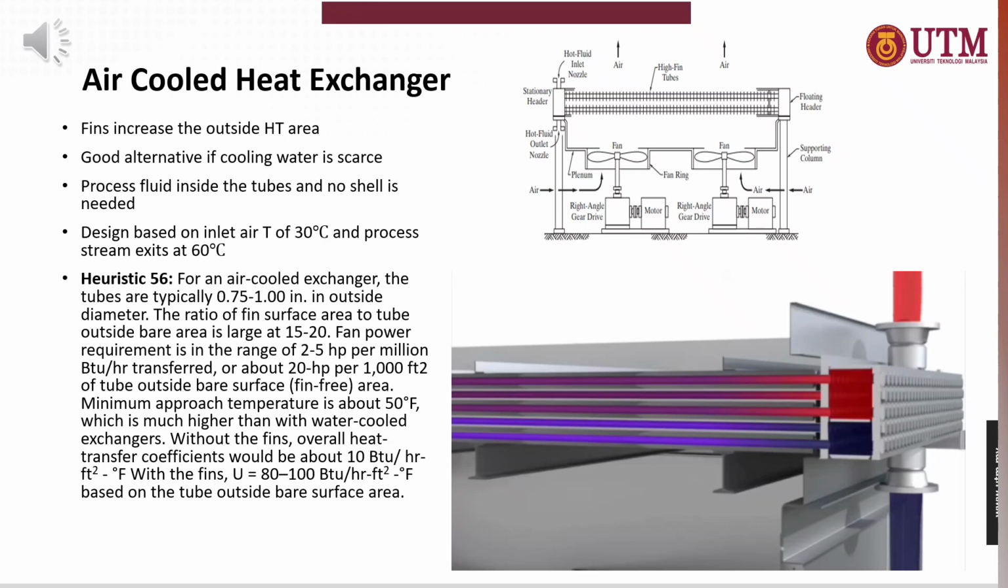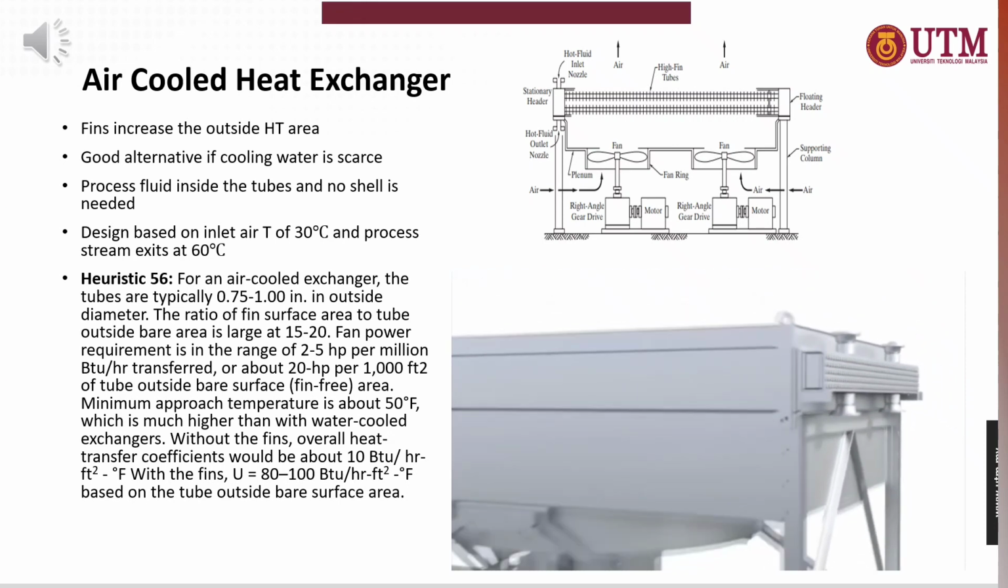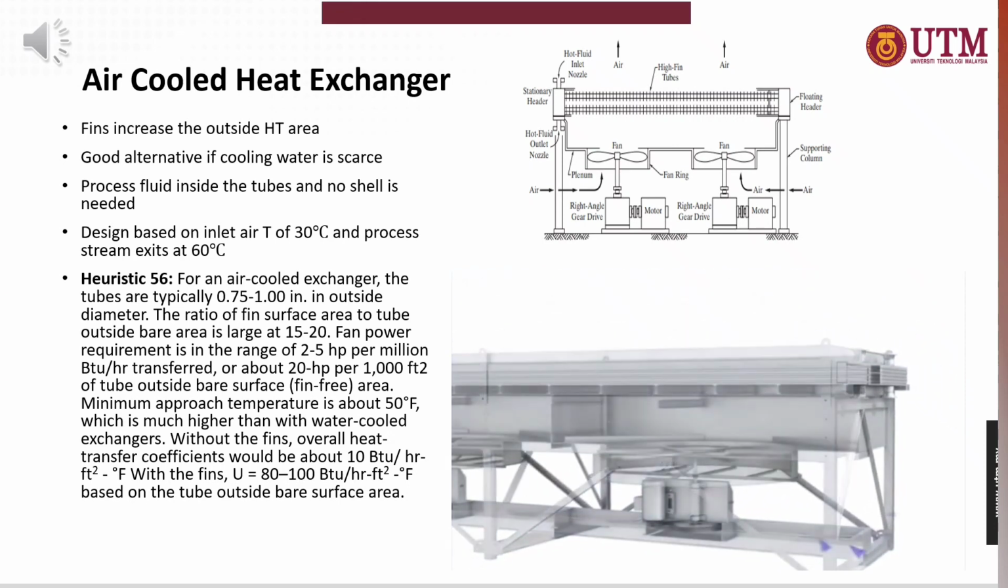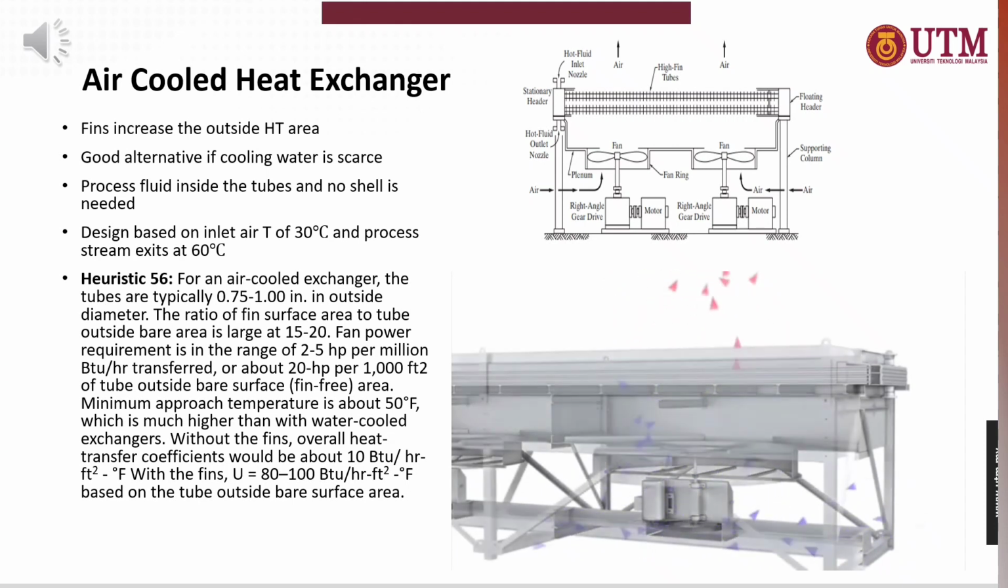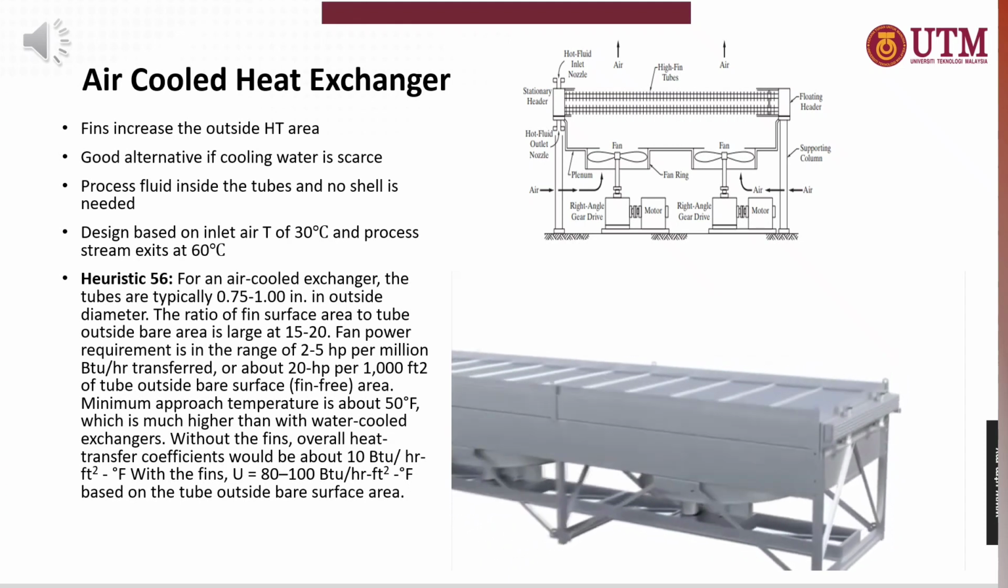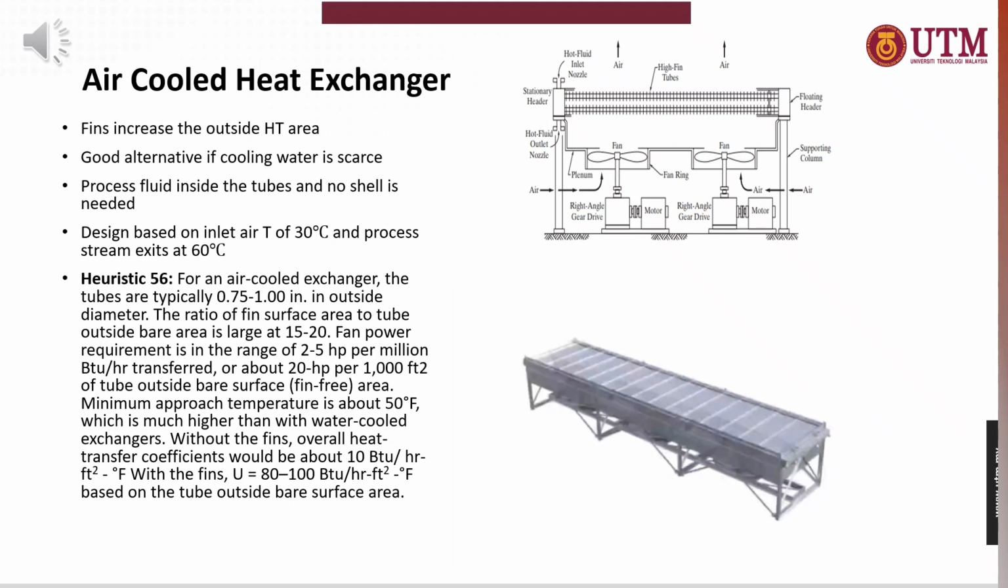If the inlet air is at 20 degrees Celsius, the outlet temperature will be 50 degrees Celsius. The heuristic for an air-cooled exchanger is the tubes are typically 0.75 to 1 inch in outside diameter. The ratio of fin surface area to the tube outside bare area is large at 15 to 20. Fan power requirement is in the range of 2 to 5 horsepower per million British thermal unit per hour transferred, or about 20 horsepower per 1000 square feet of tube outside bare surface fin field area.